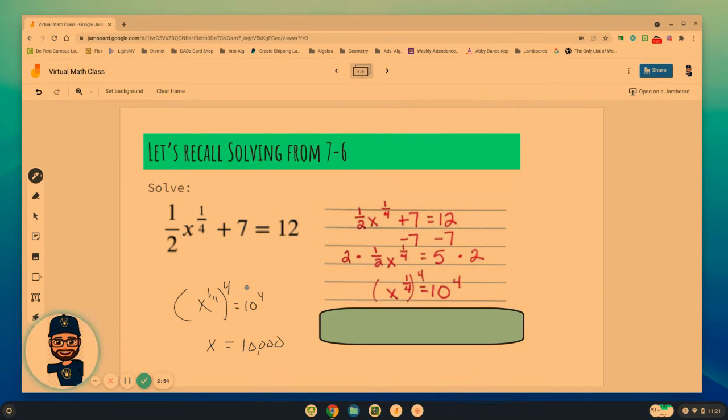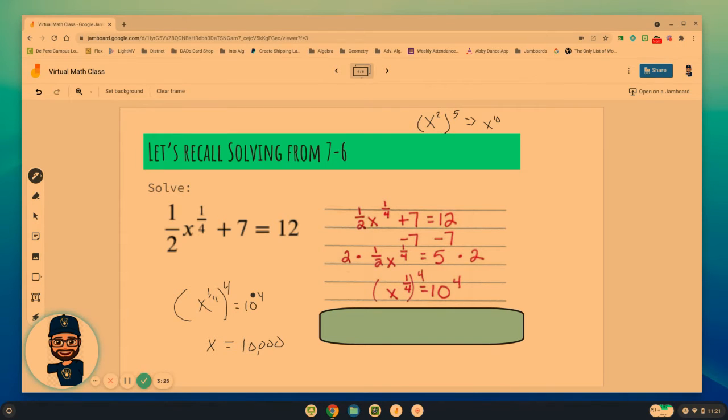power to a power property. x to the 1/4 to the 4th. If we had x squared all raised to the 5th power, the rule said we could change this to x to the 10th, because we multiplied those, a power to a power. Same thing here, 1/4 times 4. If I multiply those, I get x to the 1st, which is what we have down here, x by itself. If I do anything to one side, I have to do it to the other.